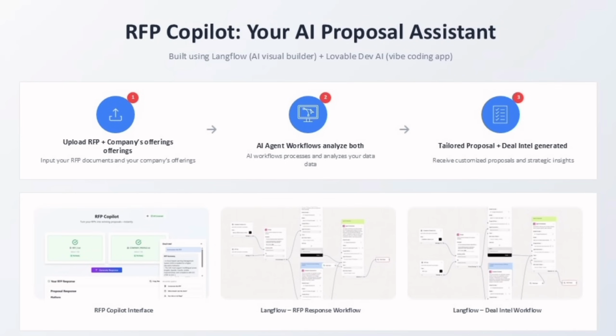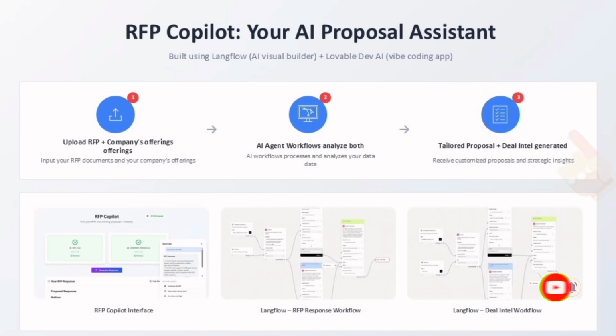So let's jump in. RFP Copilot is built for the B2B space, especially for pre-sales and solutioning teams who deal with complex RFPs. It helps them respond faster and smarter by analyzing both the client's RFP and their company's offering using modular Langflow agent workflows. Within seconds, it generates a tailored, well-structured proposal, saving hours of manual work and improving response quality.